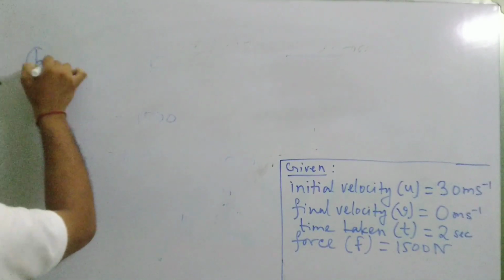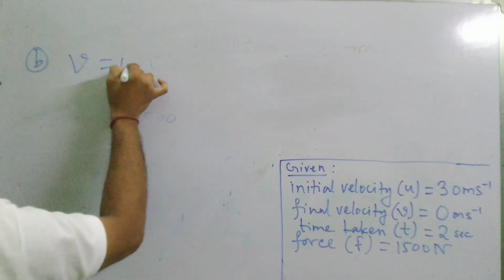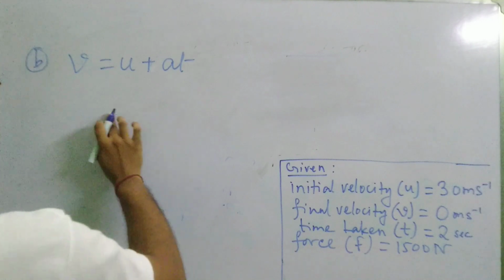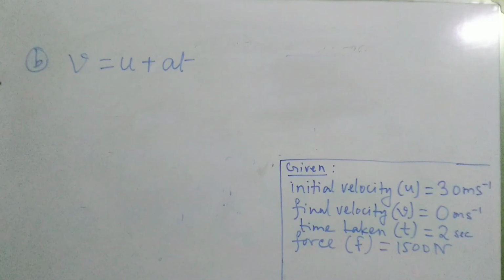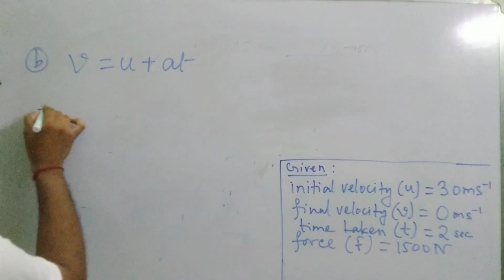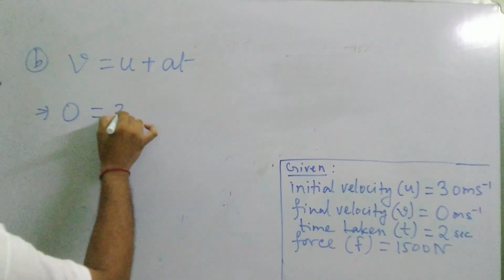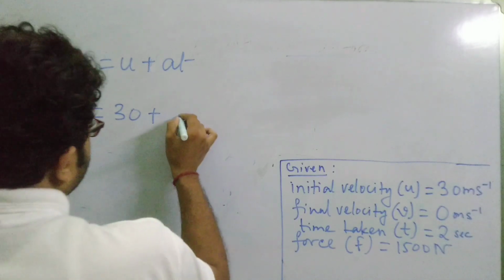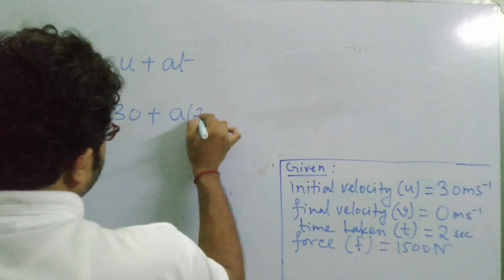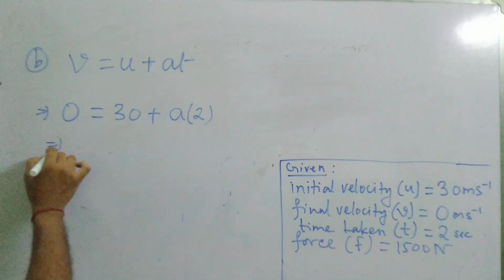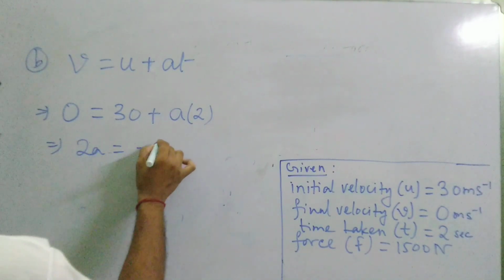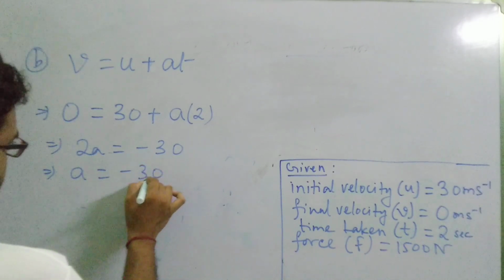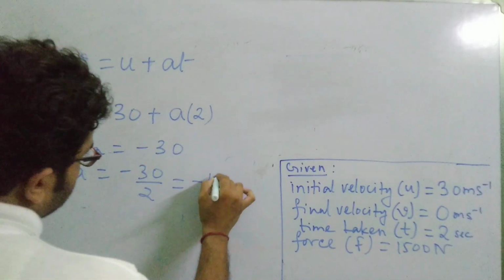Second part of the problem says that V is equal to U plus AT. This is the first equation of motion that we have already done. So you need to calculate the A, because V is given. V is how much? V is 0. U is how much? 30. Plus, let us consider that the acceleration is A, so A into time t means 2. So from this can we write that 2A is equal to minus 30, or A is equal to minus 30 by 2, that is equal to minus 15.